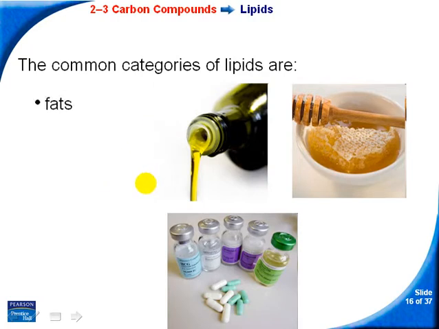Common categories of lipids are fats, oils, waxes, and steroids.